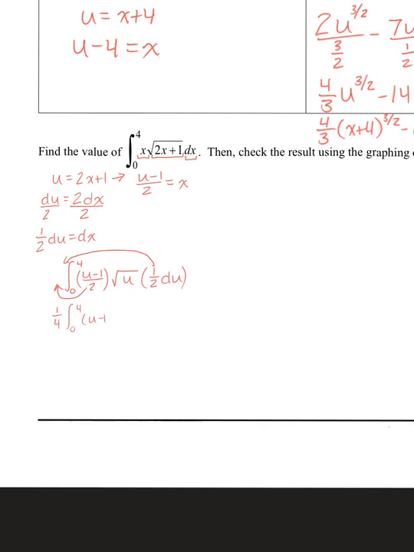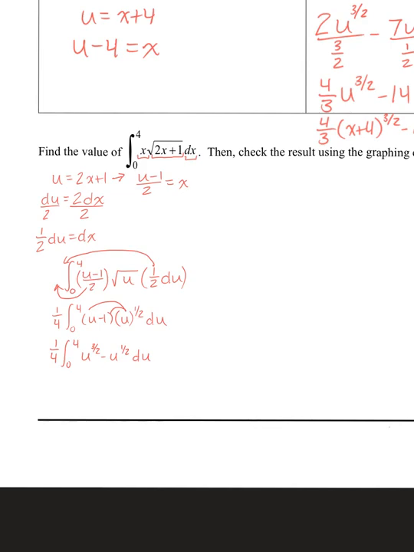So then I have u minus 1. Now the square root of u, I'm going to change it to u to the 1/2 du. Okay, and this is very similar to our last problem. We will distribute the u. So I will add the exponents. So 1 plus 1/2 is 3/2 minus u to the 1/2 du.